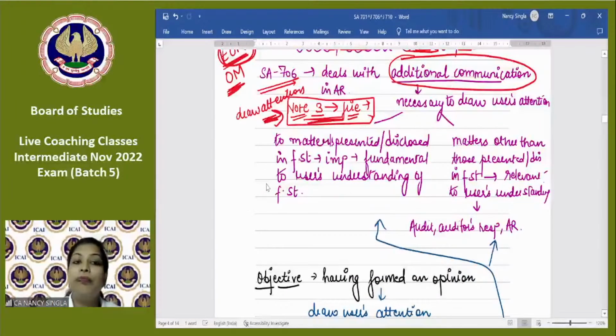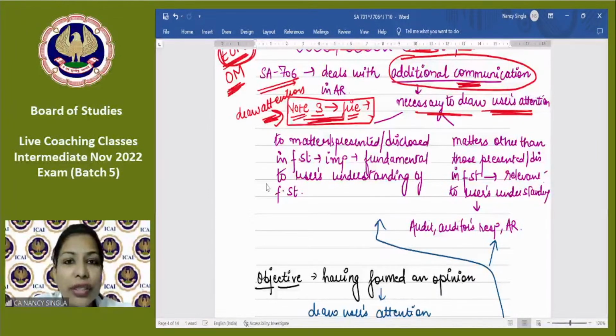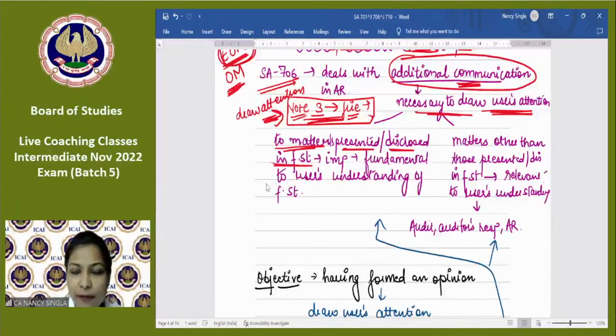So, what does it deal with? Additional communication. In addition to the independent auditor's report, you are giving some information, so it is an additional communication which is necessary to draw users' attention. Which users? Users of the audited financial statement, users of the audit report. Two matters presented or disclosed in the financial statement which are of such importance.